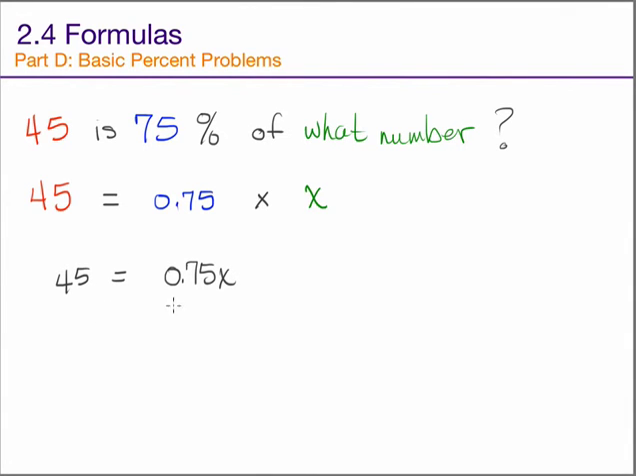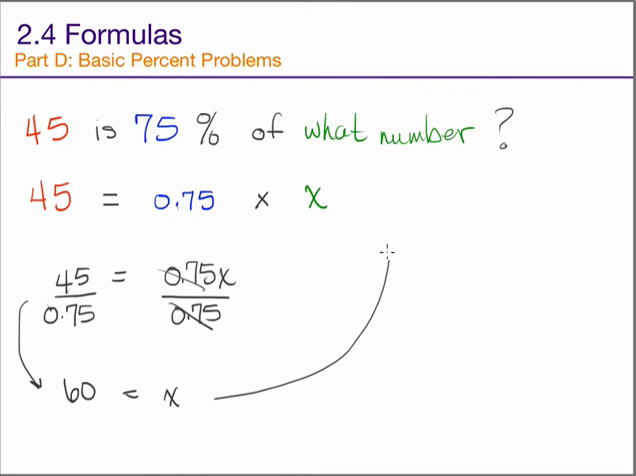This makes this look a lot more familiar, and I can think of dividing both sides by 0.75. So I'll get x equals 60. This is just calculator work. X equals 60 answers this question, what number? In this case, it's much more straightforward. 45 is 75% of what number? That number is 60.